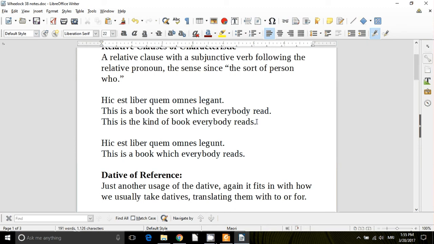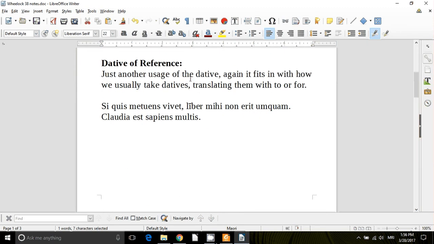Relative clause of characteristic. So again, just be able to recognize a relative pronoun followed by a subjunctive automatically tells you relative clause of characteristic. The next topic is the dative of reference. So on page 324 now, just another usage of the dative. Again, it fits in with how we usually take our datives. We just translate them with to or for.